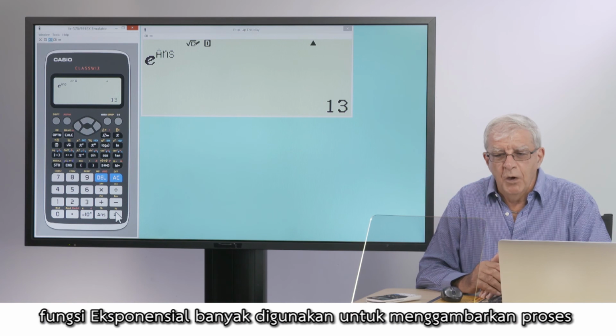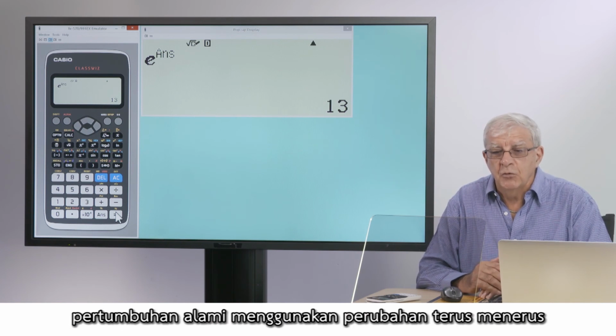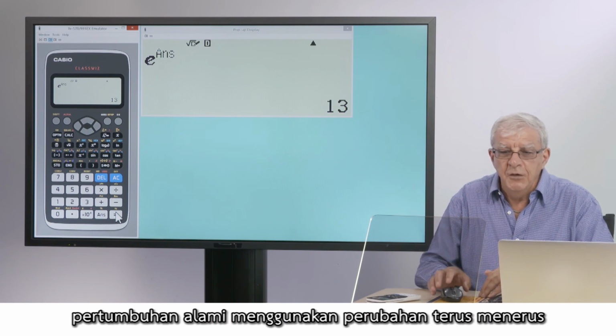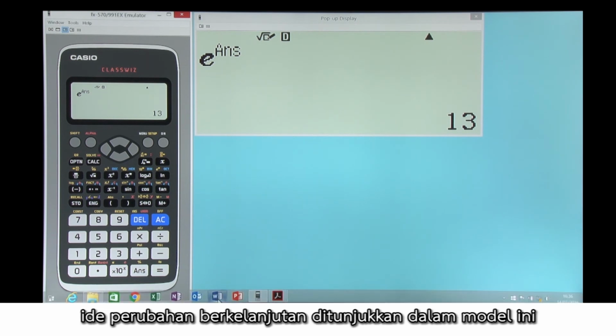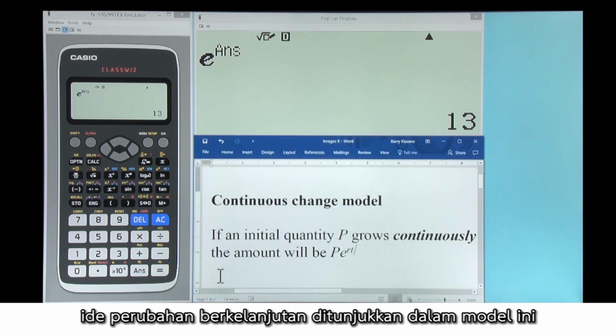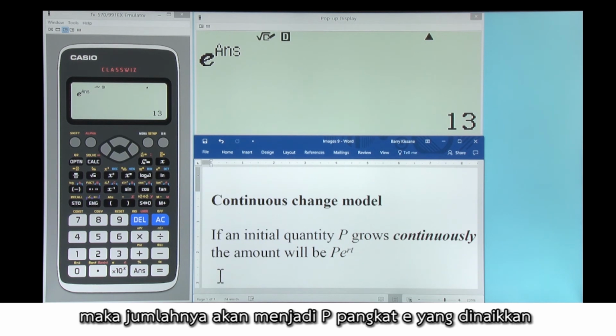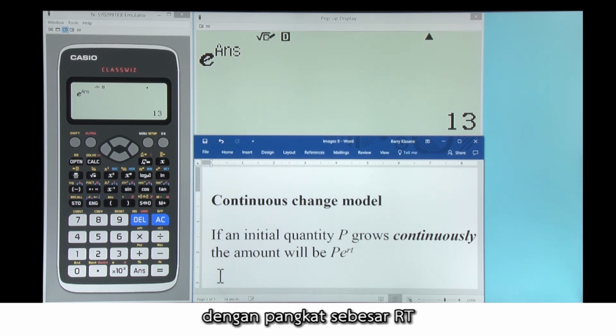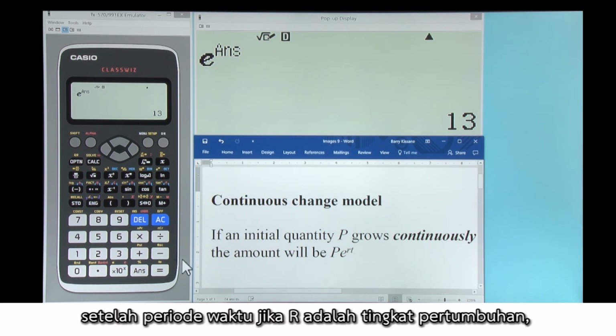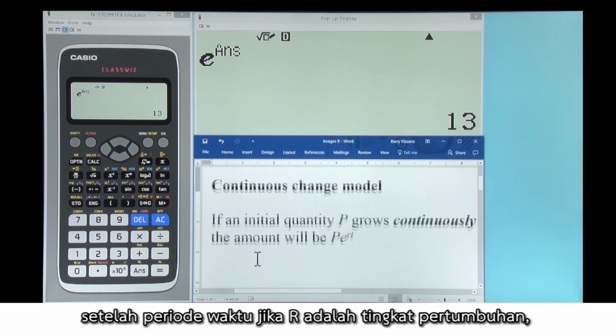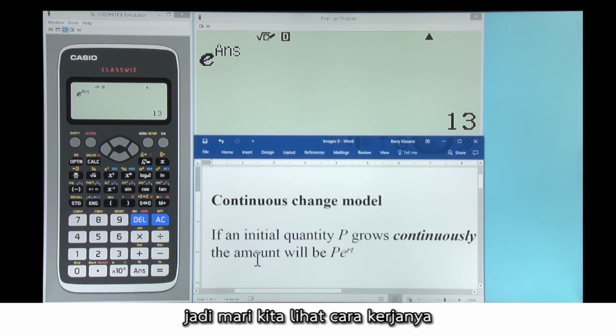Exponential functions are widely used to describe natural growth processes using continuous change. The idea of continuous change is shown in the model here. If an initial quantity, let's call it p, grows continuously, then the amount will be p times e raised to the power rt after a period of time if r is the rate of growth. So let's see how that works.